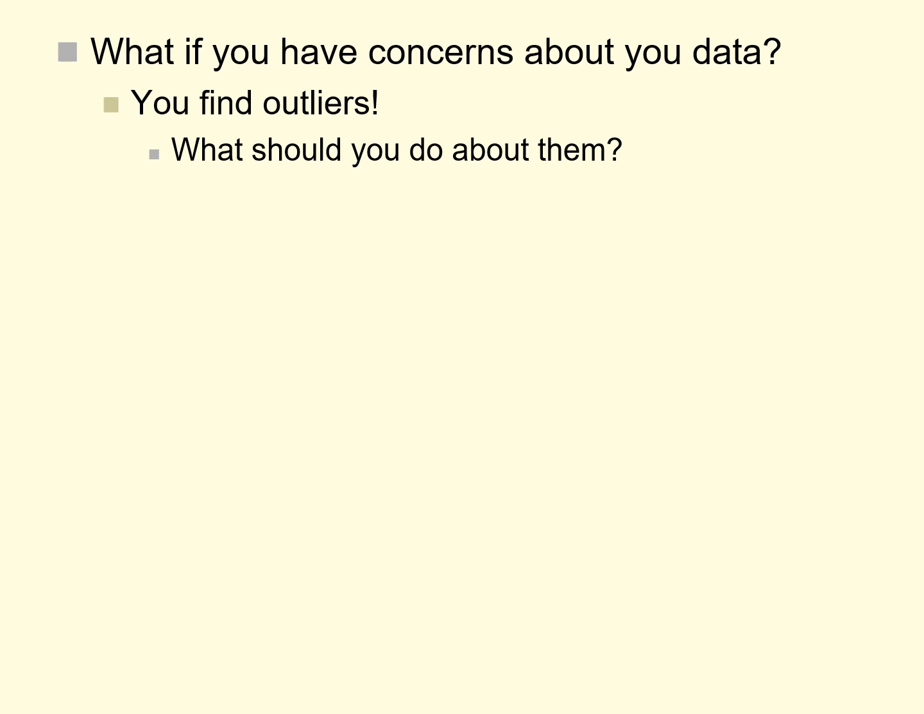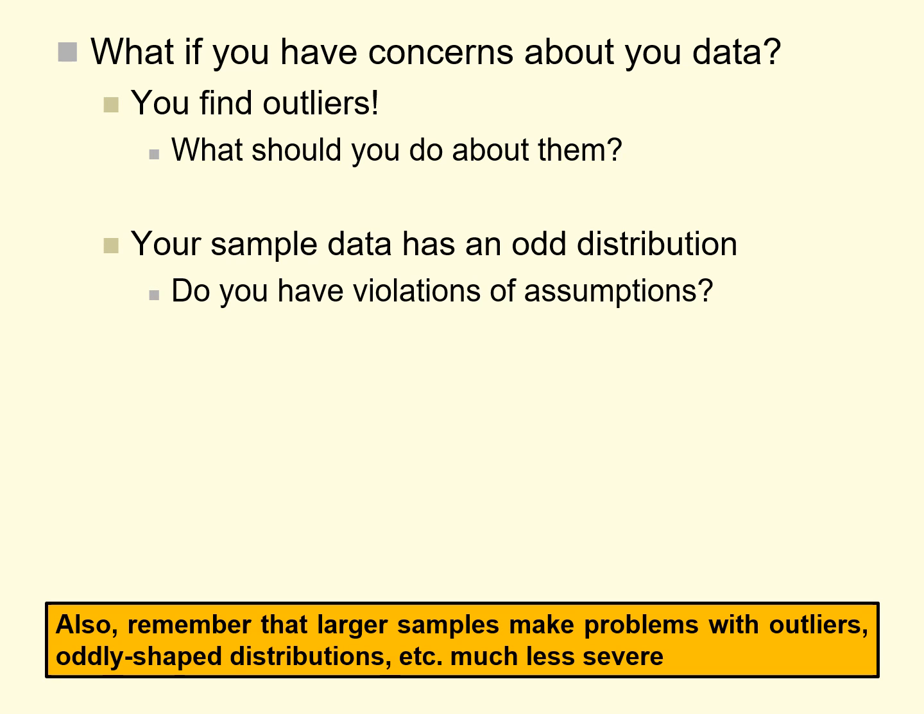So anyway, taking this basic approach, what happens if you have concerns about your data? Like, for instance, you find outliers, what should you do about that? Or your sample has an odd-looking distribution, and for reasons, after careful reflection, you decide that that's a problem. What do you do about a situation where you think you might have violated an important assumption?